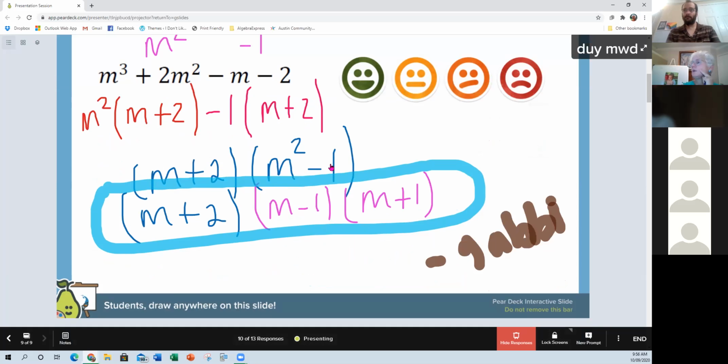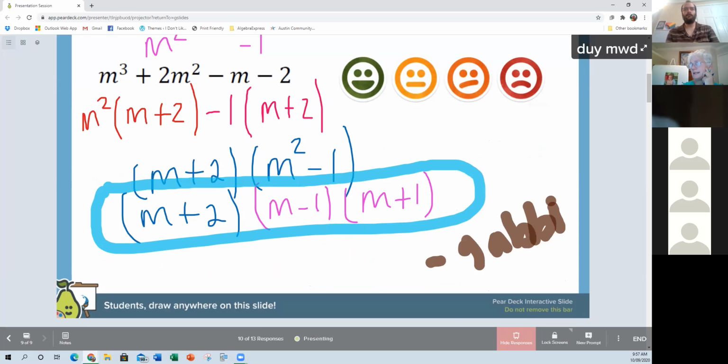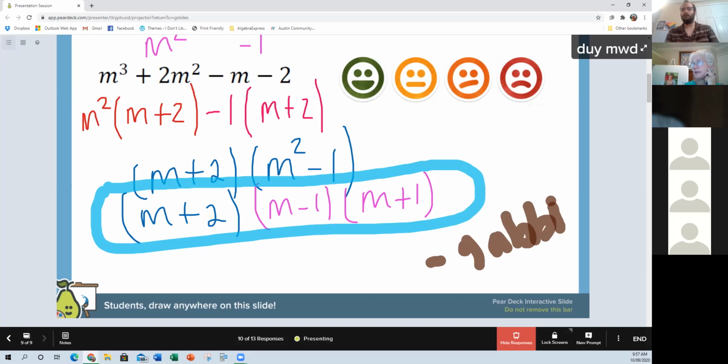And if you did this, you're going to get most of the credit. But there'll be this last piece, which is like a quarter of the credit. She recognized that m squared minus 1 will factor some more. So she went on ahead and factored that: m plus 2, m minus 1, m plus 1. Okay. So this gave me a lot of insight on some of the problems that y'all are having difficulty with, and hopefully it did you as well.